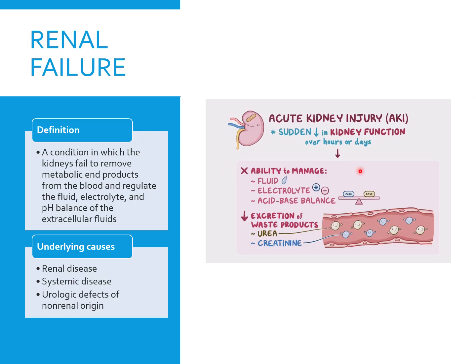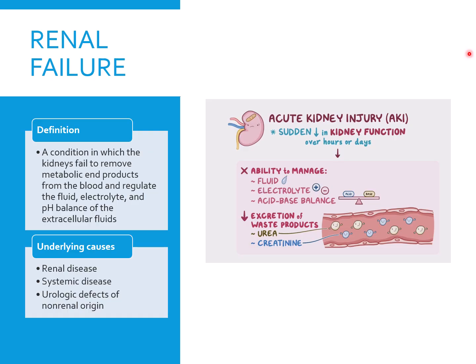So with renal failure or kidney failure, the definition of this is any condition in which the kidneys fail to remove metabolic end products from the blood and also to perform their important function of regulating fluid, electrolyte, and pH balance of those extracellular fluids. So remember, in fluid and electrolytes, many of the things that we talked about, all the fluids, all the water balance, all the electrolyte balance, and all the pH buffering systems are largely driven by the kidneys. So when the kidneys fail, those systems don't work very well, right?